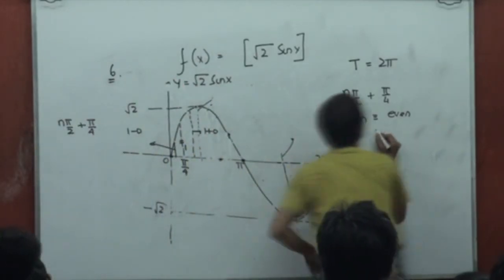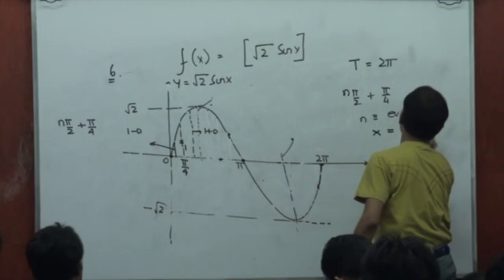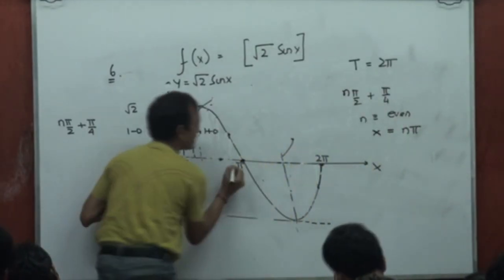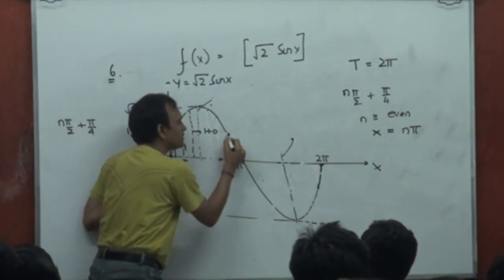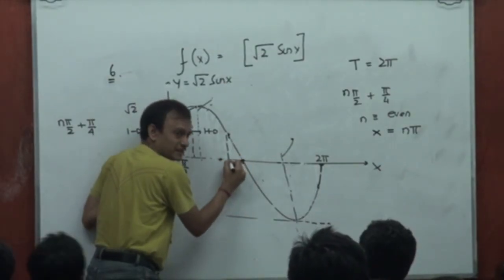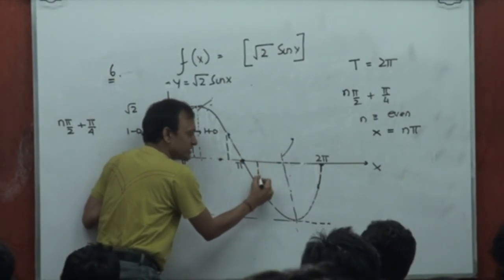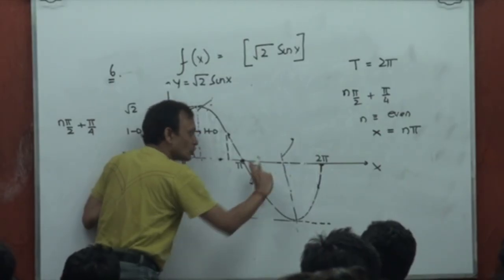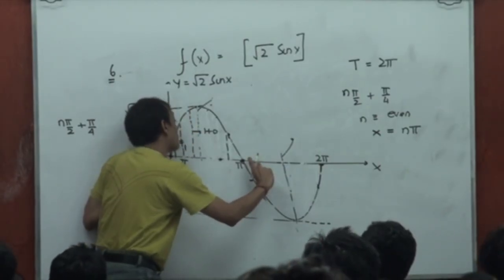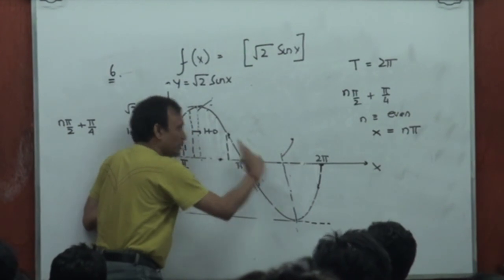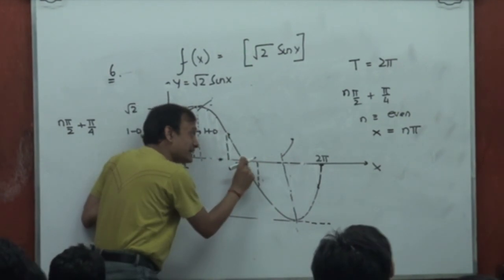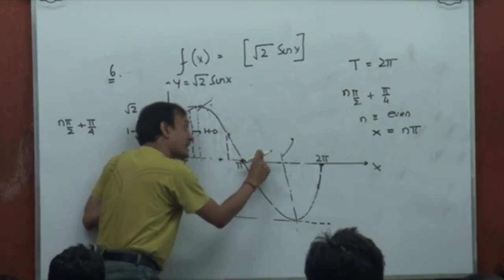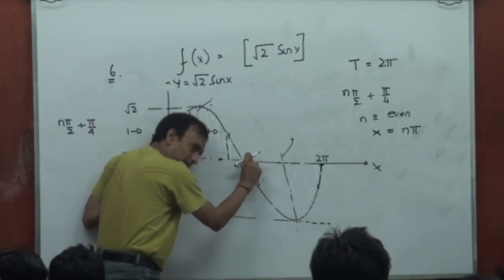At x equal to n pi, for example. Now this is n pi, right? To the left of this, it's greater than 0. To the right of this, it is less than 0, so slightly less than 0. So the box of these numbers would be minus 1, whereas the box of these numbers would be 0. So the left hand limit at n pi would be 0, whereas the right hand limit would be minus 1.